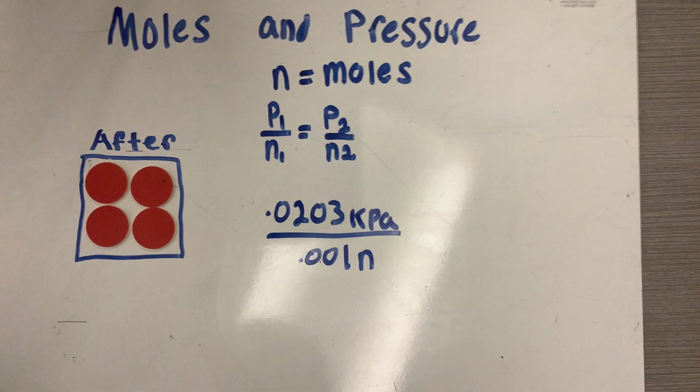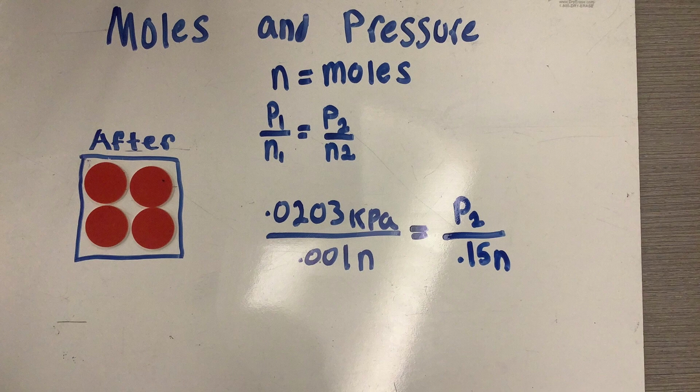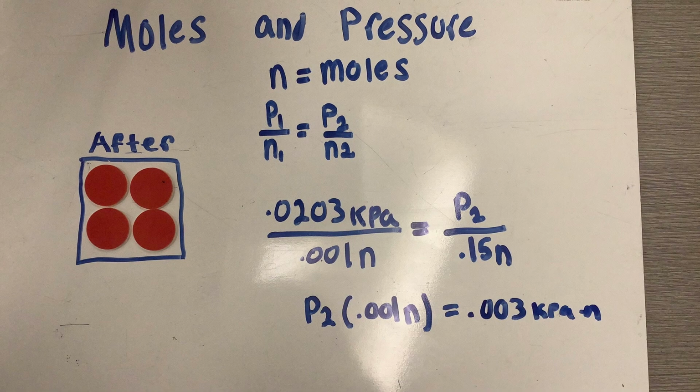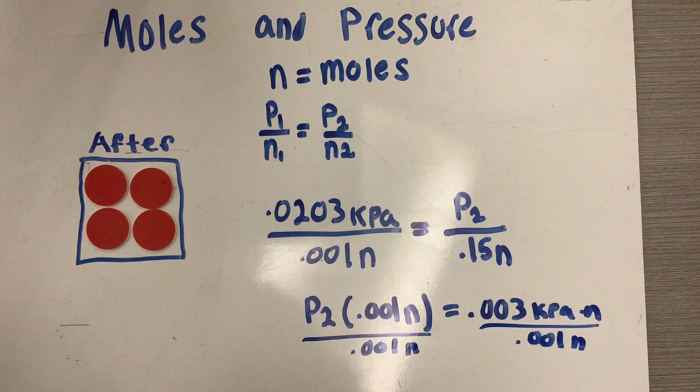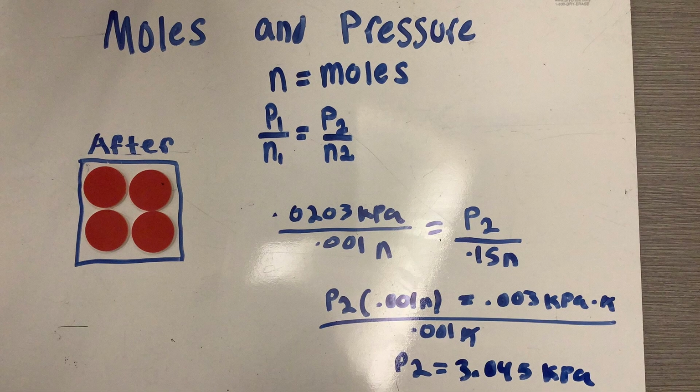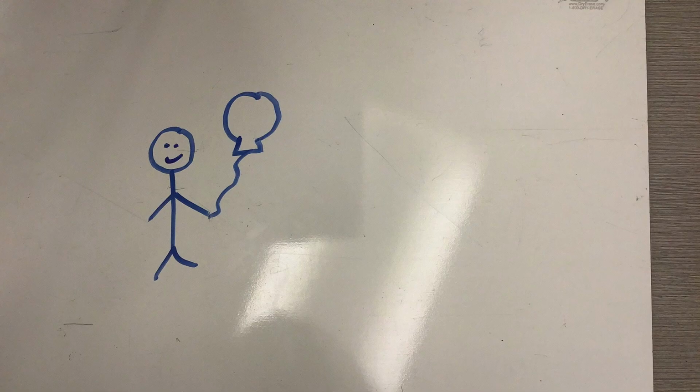If we plug all the numbers into the equation and cross multiply, and then divide both sides by 0.001 N to get P2 by itself and cancel out moles, we end up with P2, the ending pressure, equaling 3.045 kPa. Let's look at scenario number 2.